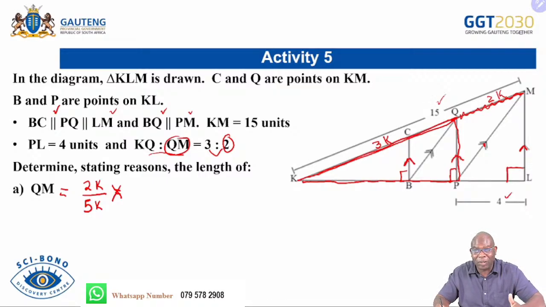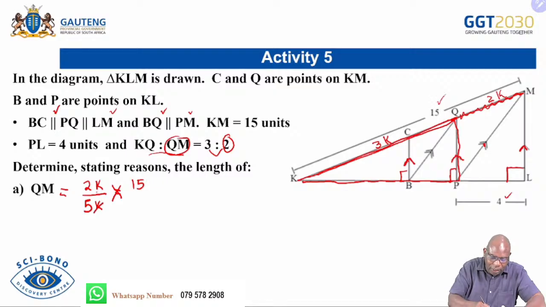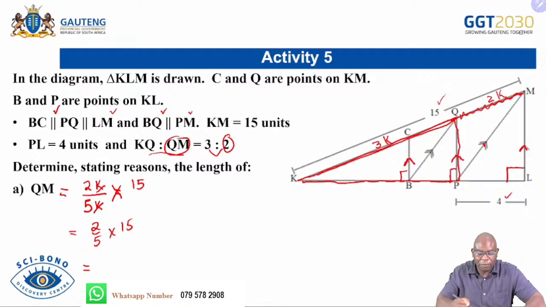I need the length. I don't need the ratio. I need the length of QM. So multiply by the 15. Remember, the K and the K cancels out. My answer becomes 2 over 5 multiplied by 15. Then I can then write down the length. 5 into 15 goes 3 times. 3 times 2 is 6. So my length there is going to be 6 units. So I now know that this one there is going to be 6 units. Right, I'm going to write it there.